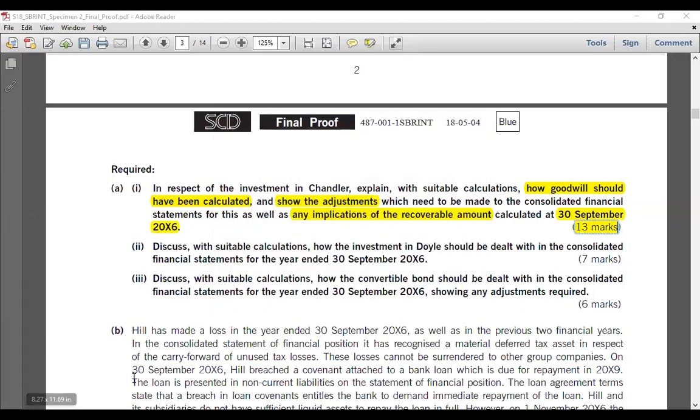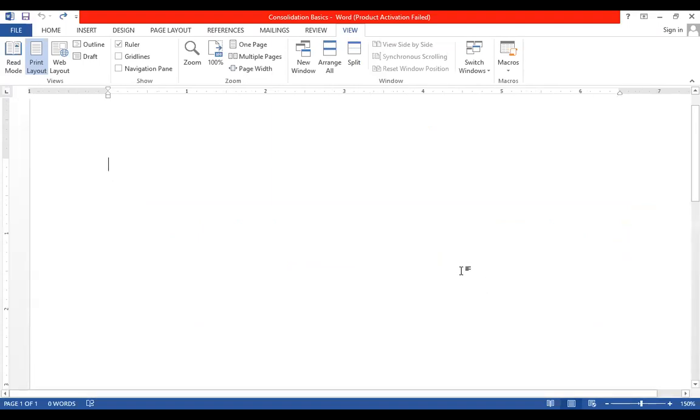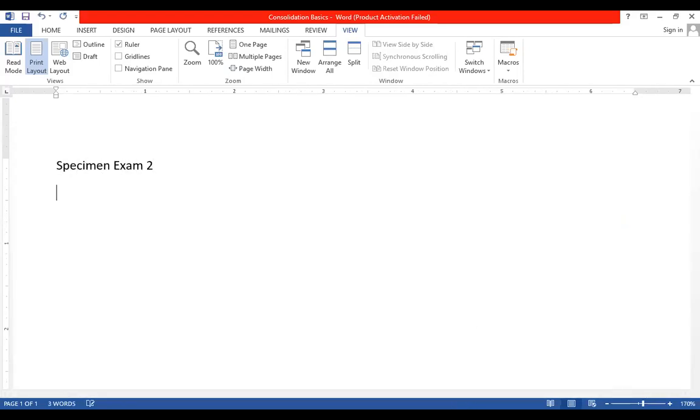So I'm going to solve the answer in the worksheet. This is a Word document where we are going to write down the answer. And we are solving specimen exam number 2, question number 1, part A1.